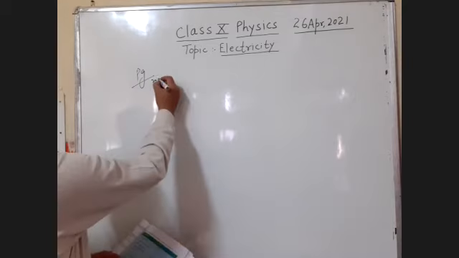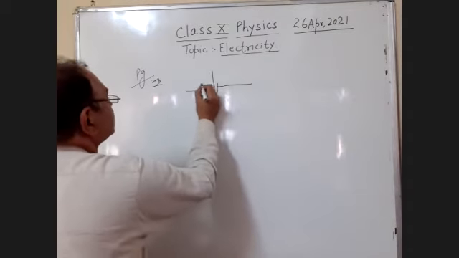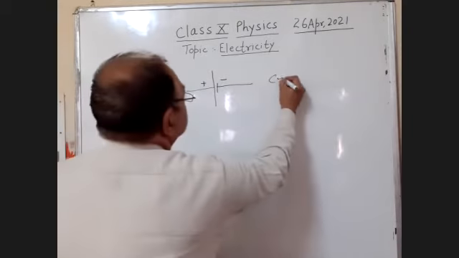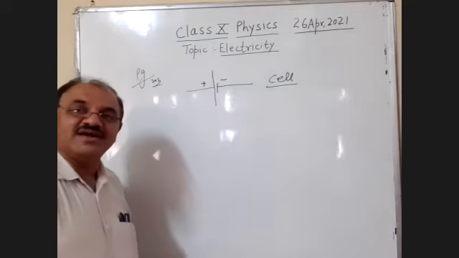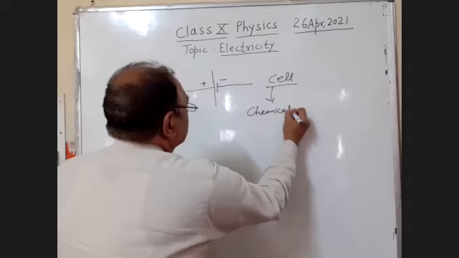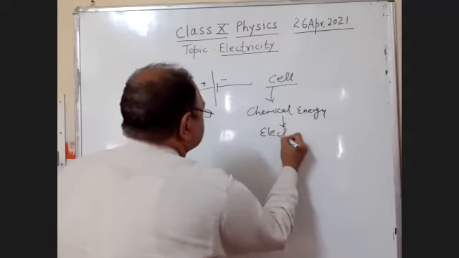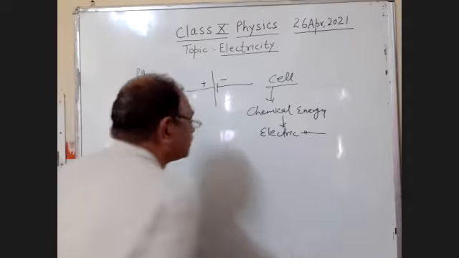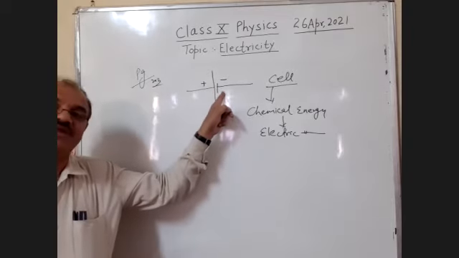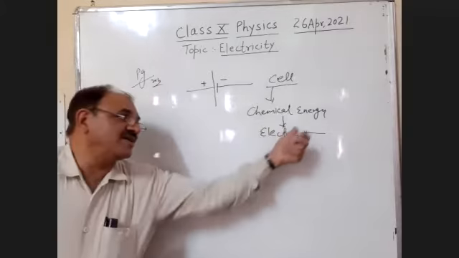Now students, first is a cell. This is a cell. A cell is a device which converts chemical energy into electric energy. And students, this cell has two terminals. One is a positive terminal, another one is a negative terminal. A cell is a device which converts chemical energy into electric energy.